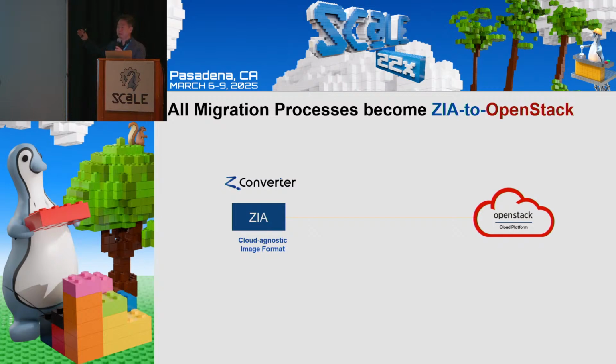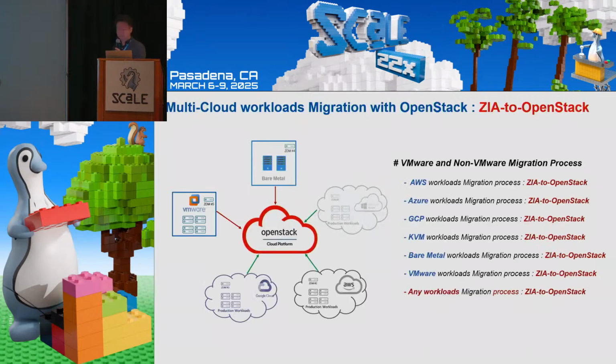We tested GR to OpenStack recovery or migration thousands of times. We guarantee a migration success rate of 99.9%. Let me summarize the GR to OpenStack migration process again. AWS workload migration to OpenStack becomes GR to OpenStack. Azure, GR to OpenStack. Google to OpenStack, GR to OpenStack. Bare metal machines, GR to OpenStack. Any workload migration process becomes GR to OpenStack.